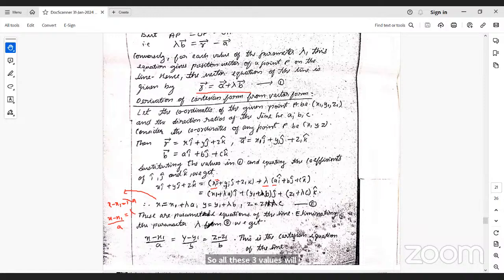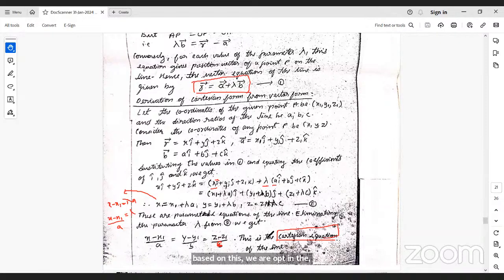So eliminating the parameter lambda from 2, we get x minus x1 upon a is equal to y minus y1 upon b is equal to z minus z1 upon c. So this is the Cartesian equation of the line. The first equation we discussed was in vector form, r is equal to a plus lambda b, and based on this we have obtained the Cartesian equation of the line.